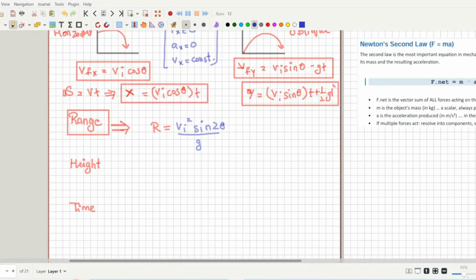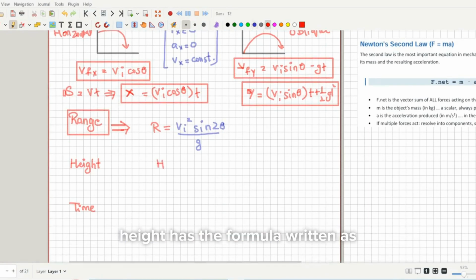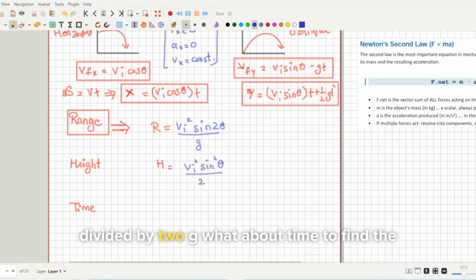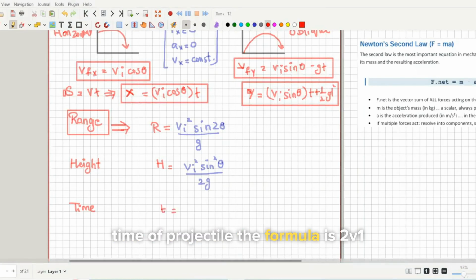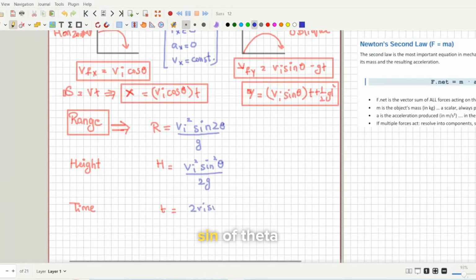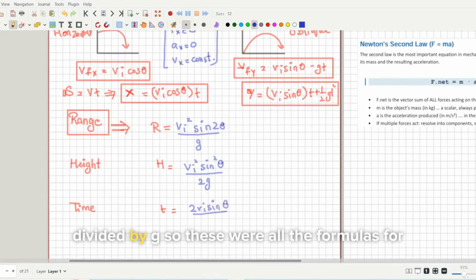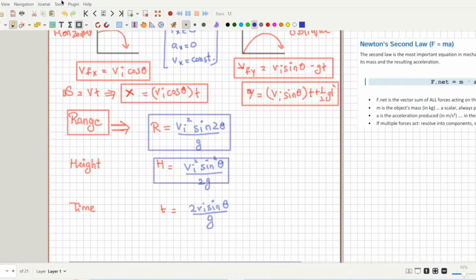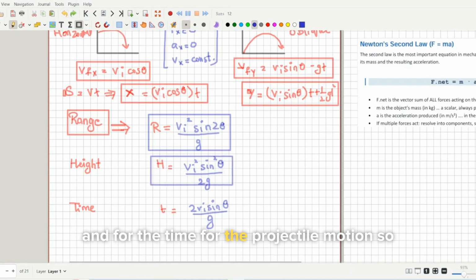What about height? Height has the formula written as Vi square sine square theta divided by 2G. What about time? To find the time of projectile, the formula is 2Vi sine of theta divided by G. So these were all the formulas for range, for height, and for the time for the projectile motion.